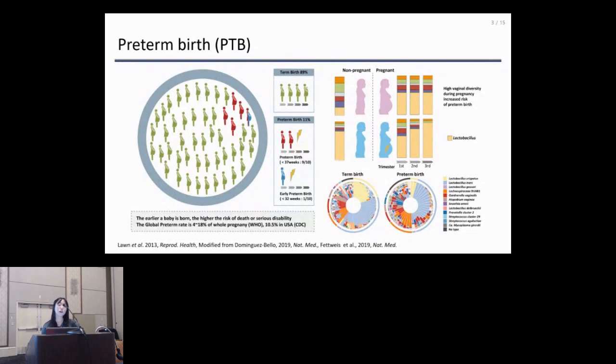Of course, there are a lot of factors. Among them, an increase of the diversity in the vaginal microbiome can lead to preterm birth. So there have been a lot of studies, and some microbiomes, some microbiota were known to have correlations with preterm birth.